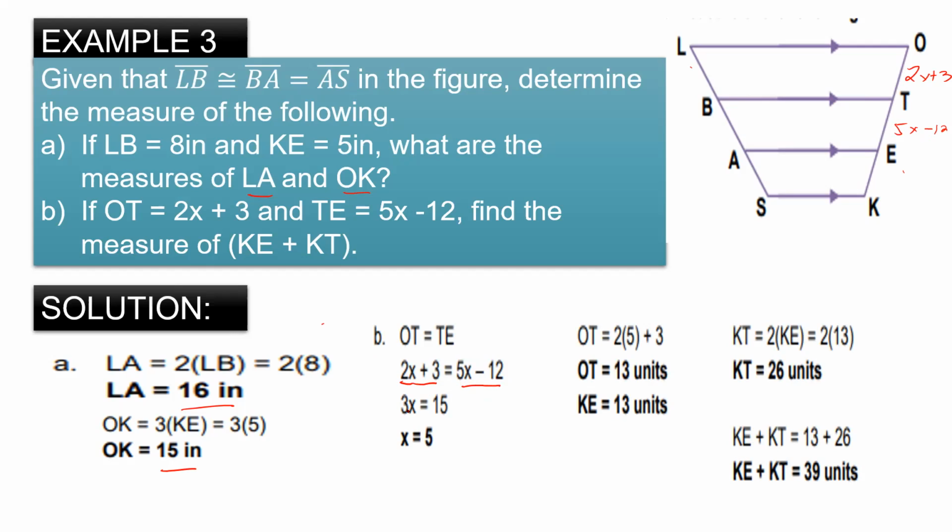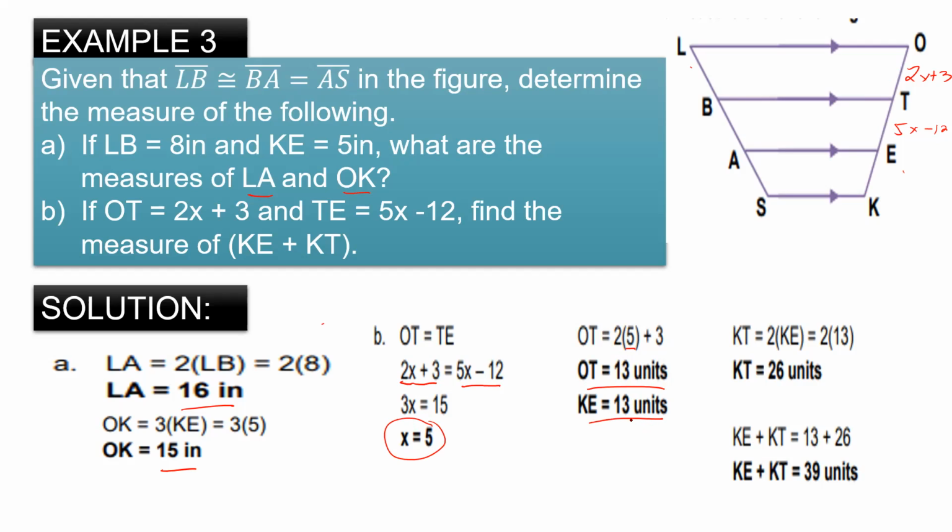Then combine like terms, so we have 3x is equal to 15. Then divide it by the coefficient 3. We have x is equal to 5. After that, substitute the value of x to the given. So for OT, we have 2 times 5 is 10 plus 3 is 13. Then write the unit if there is. OT is equal to 13 units. And since OT is congruent with KE, we can say that KE is also equal to 13 units.